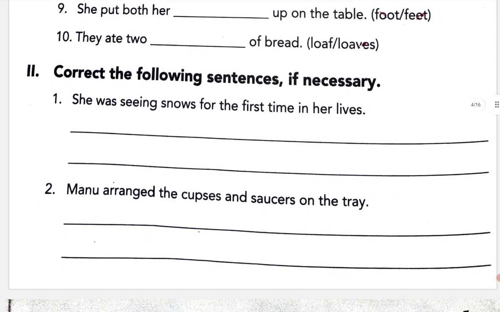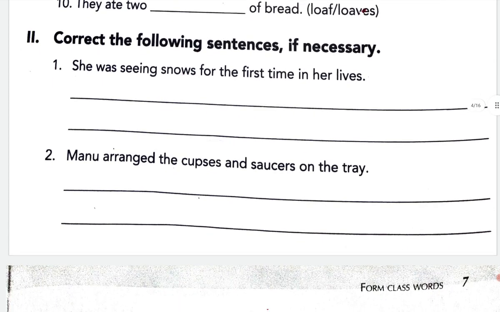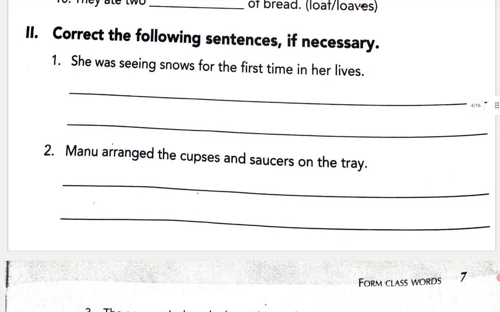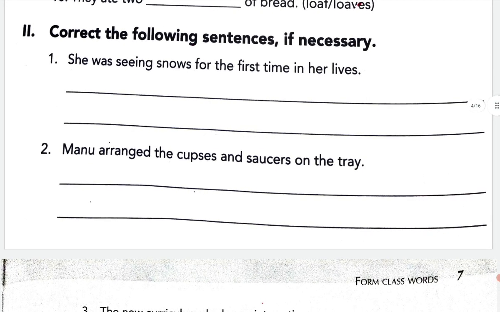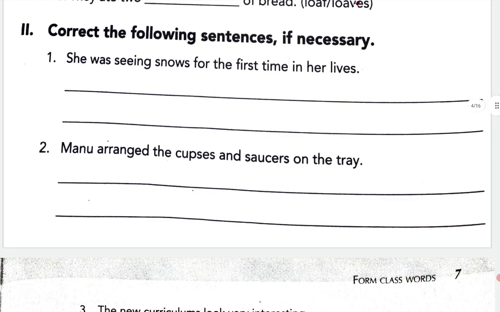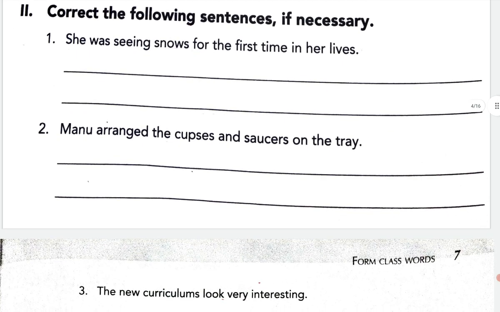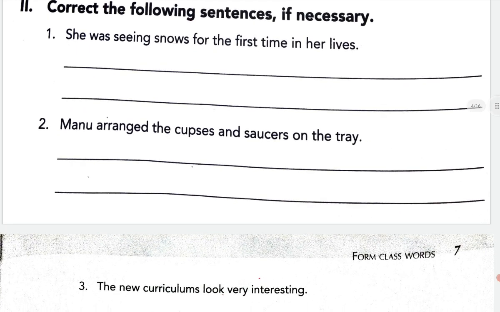They ate two loaves of bread. Now just look into the following sentences. She was seeing snows for the first time in her life. She was seeing snow for the first time in her life. There is no snows. Snow doesn't have a plural form like that. She was seeing snow for the first time in her life.